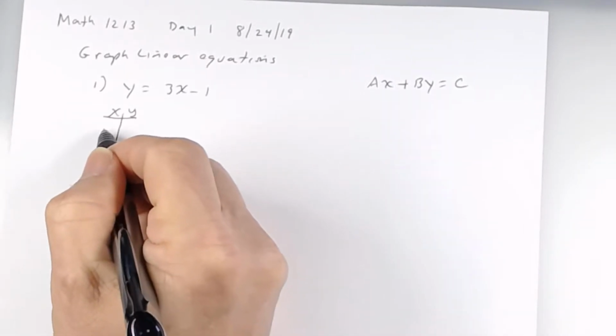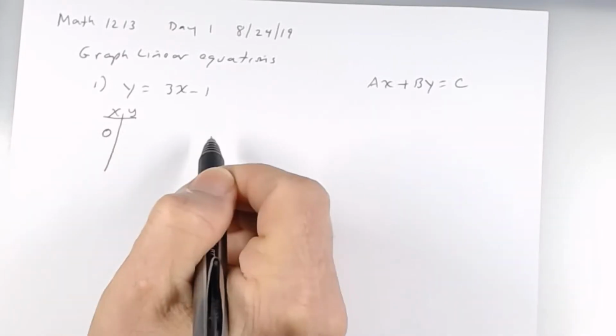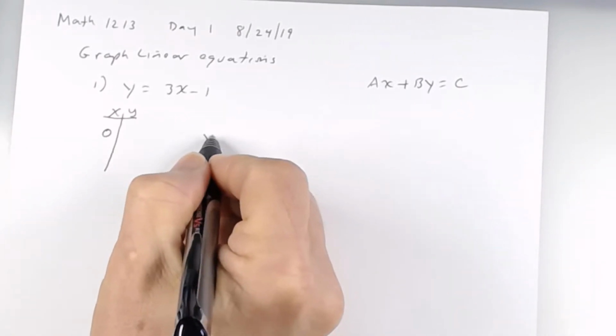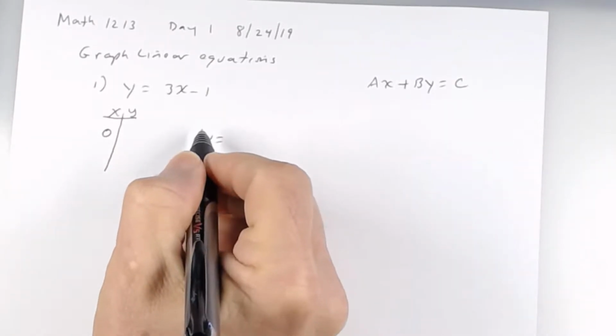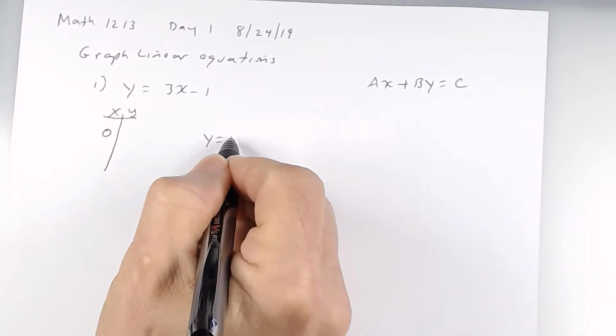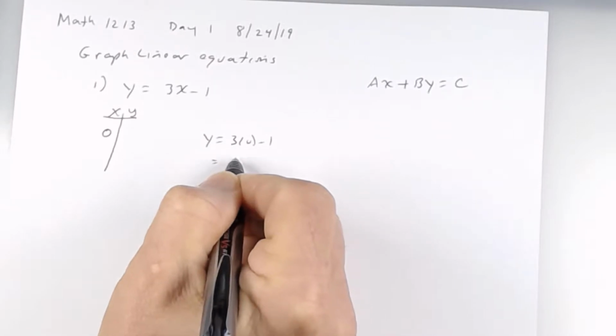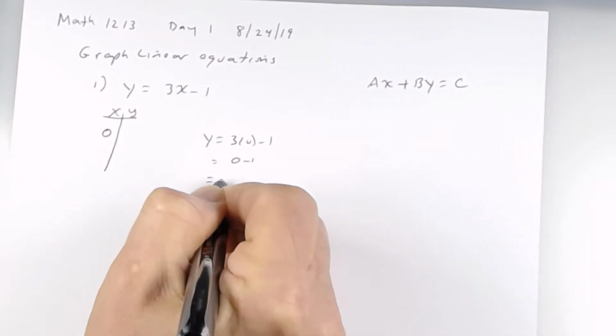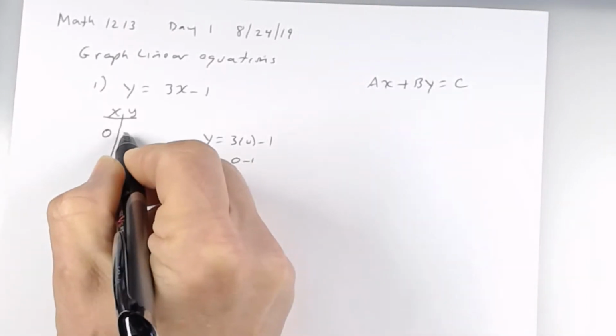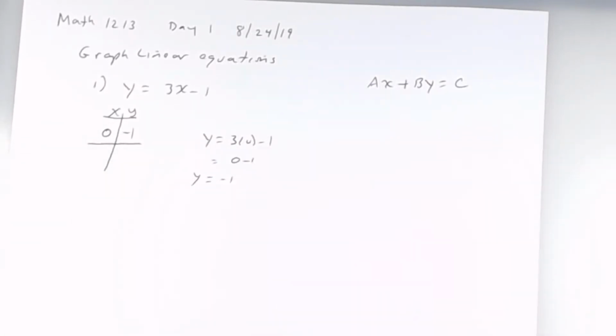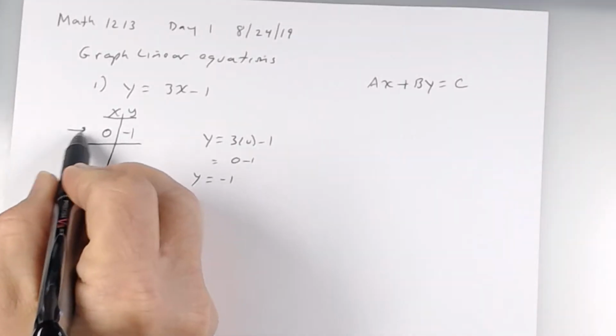Now since y is by itself, basically what you're going to do is find some values for x. So for example, if x is 0, I get y equals, and wherever you see the variable x, what do you plug in? 0. So I get 3 times 0 minus 1, and 3 times 0 is 0. 0 minus 1 is negative 1. So when x is 0, your y value is negative 1. So you're finding points on this line. Now these are also solutions.